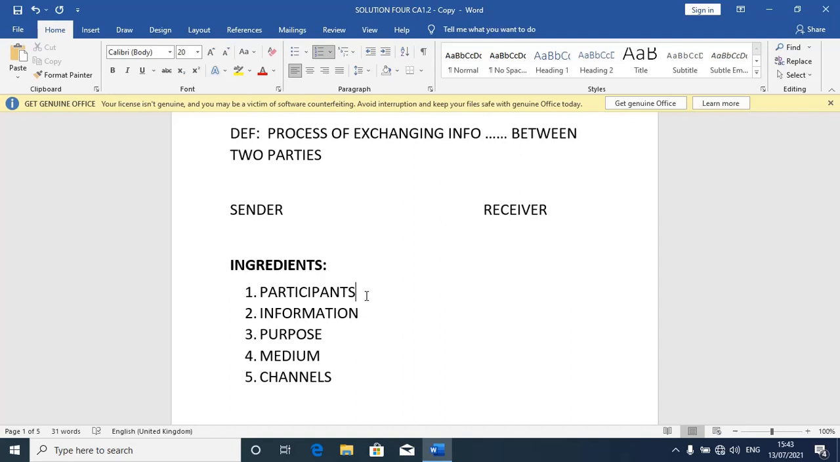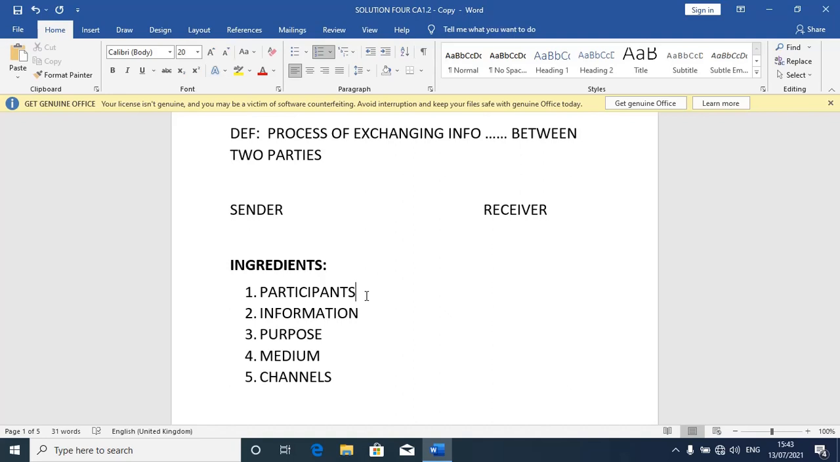Number 2, the receiver must receive the message. Number 3, the receiver must interpret the message. During the process of interpreting the message, there is some kind of decoding that is taking place. So the receiver must interpret the message.